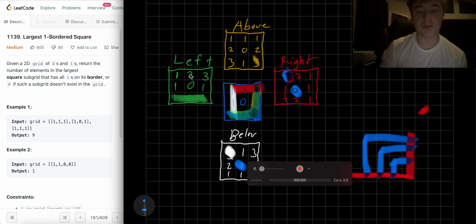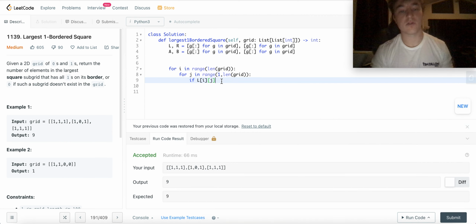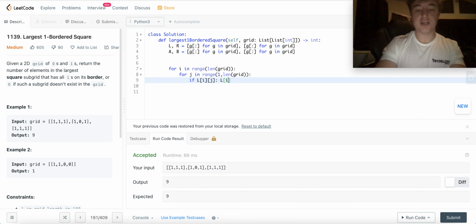Here you add in the previous thing to the left because there's a 1, and the previous one was 1, so it becomes 2. Since this is a 1, you add in the previous thing, which is 2, to make it 3. Even though this is a 1, since this is 0, you don't add the previous thing. So if left of i, j, then left of i, j plus equals whatever comes before it, i, j minus 1.